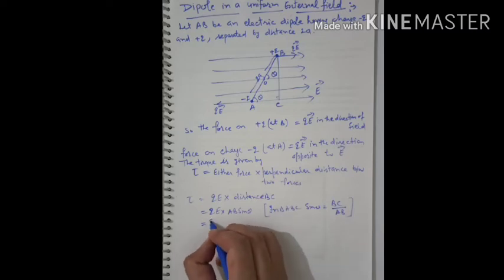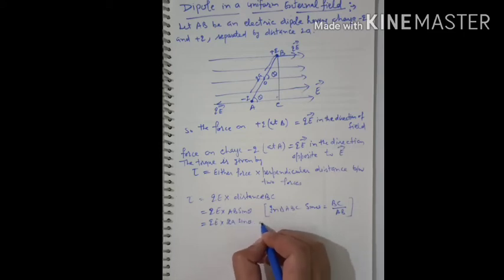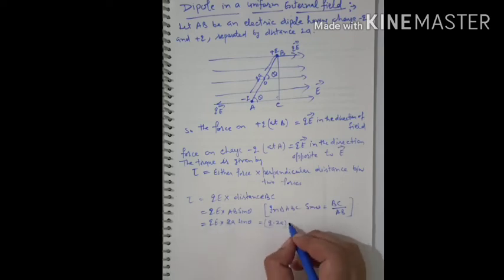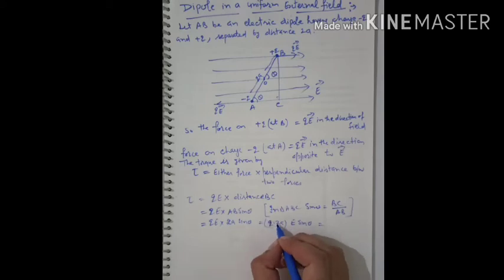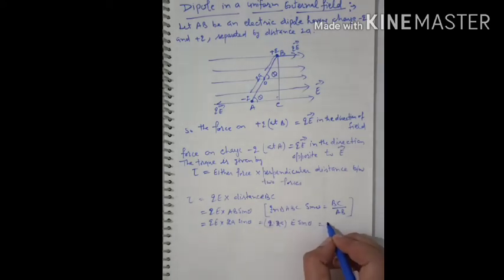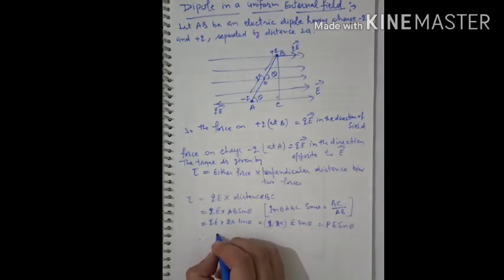So tau is equal to qE into AB, where AB is the length of the dipole, 2a, times sine theta. Combine q into 2a, so q into 2a times E sine theta. q into 2a becomes the dipole moment, p. E is the same, sine theta. So tau is equal to pE sine theta. This is the expression for torque when the dipole is in a uniform external field.